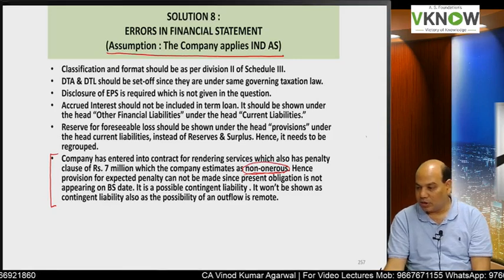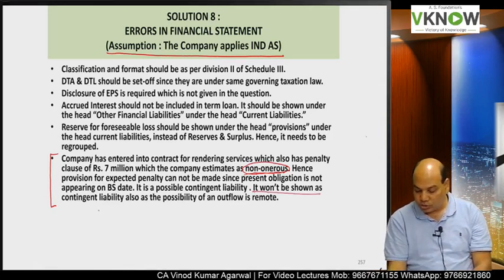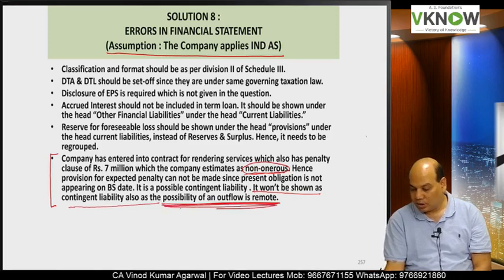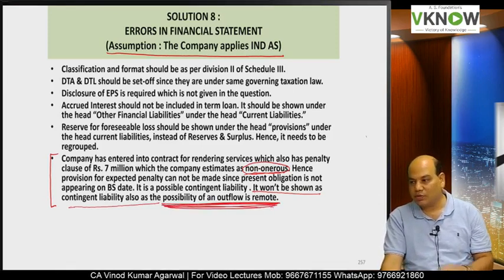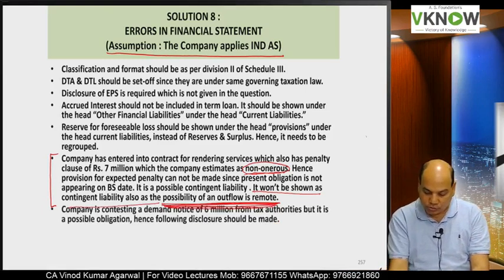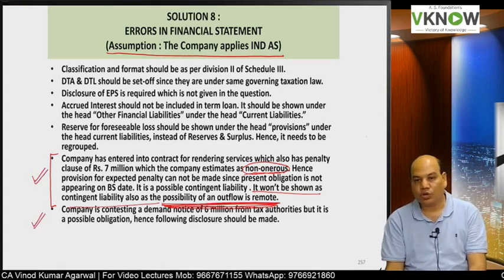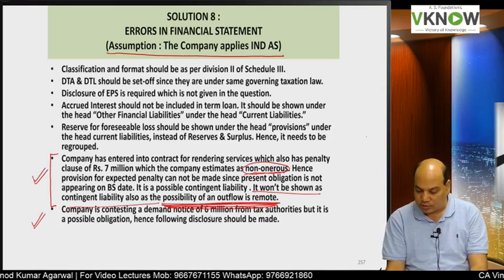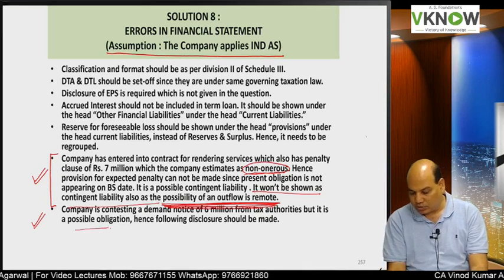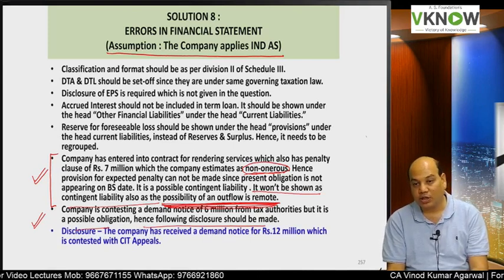Again, in contingent liability you have to see whether you need to disclose it or not. It won't be shown as a contingent liability as the possibility of outflow is remote. Remote means there is very little chance that you will have to pay. So no disclosure is required for note number 1 and disclosure will be required for note number 2. The company is contesting a demand notice of 6 million from tax authorities, but it is a possible obligation. Hence disclosure would be made like this under the contingent liability note.